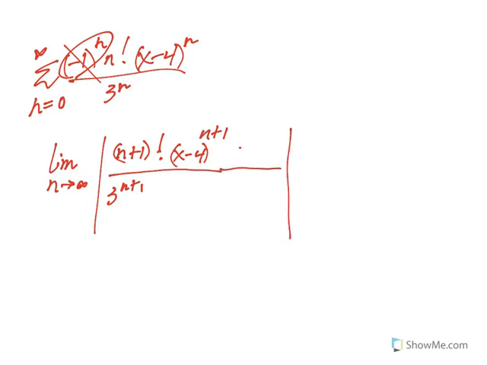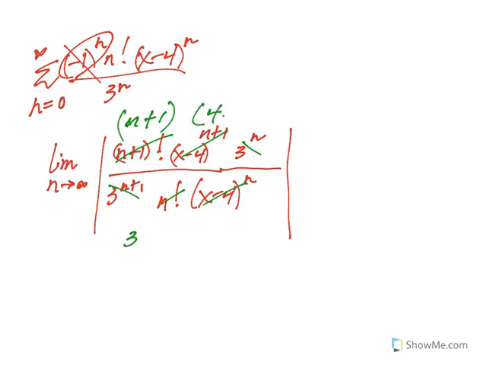And then I flip with the original, so this is 3 to the n. This is n factorial. This is (x minus 4) to the n. And then I just start canceling. So what I've got is one more 3 on the bottom than I have on the top. I've got an n plus 1 on the top. And I've got one more x minus 4 on the top. I know that this is less than 1 because it is convergent.